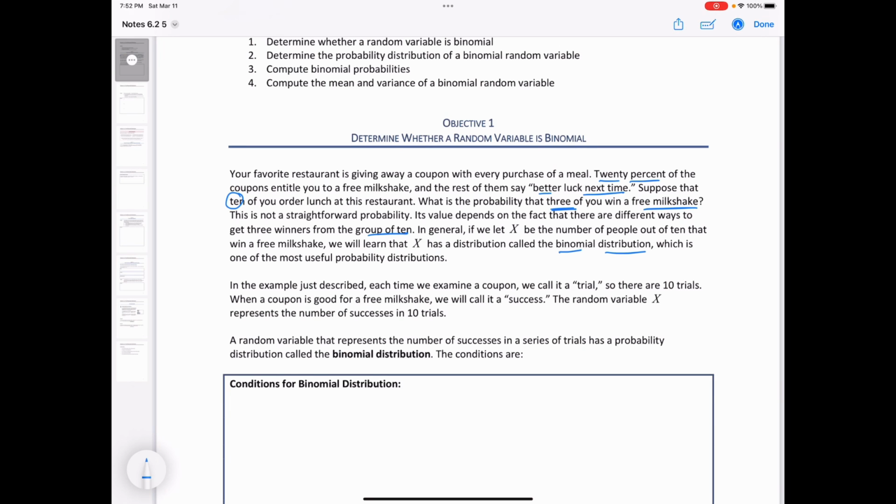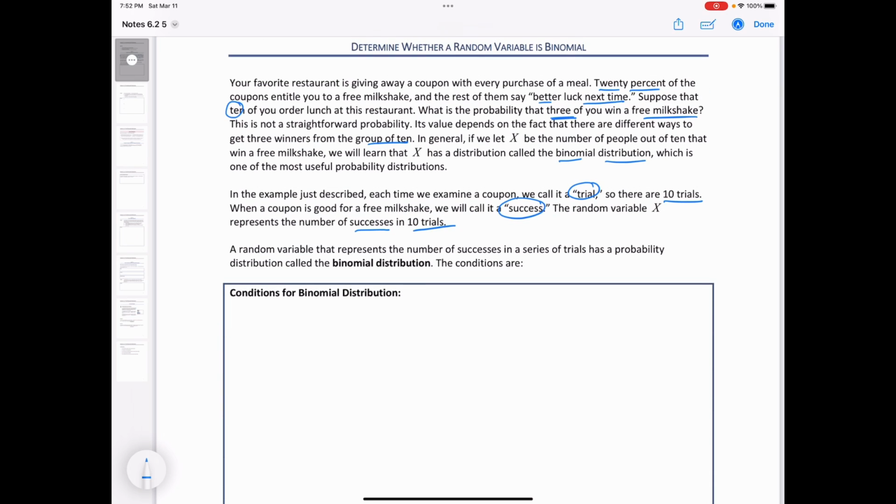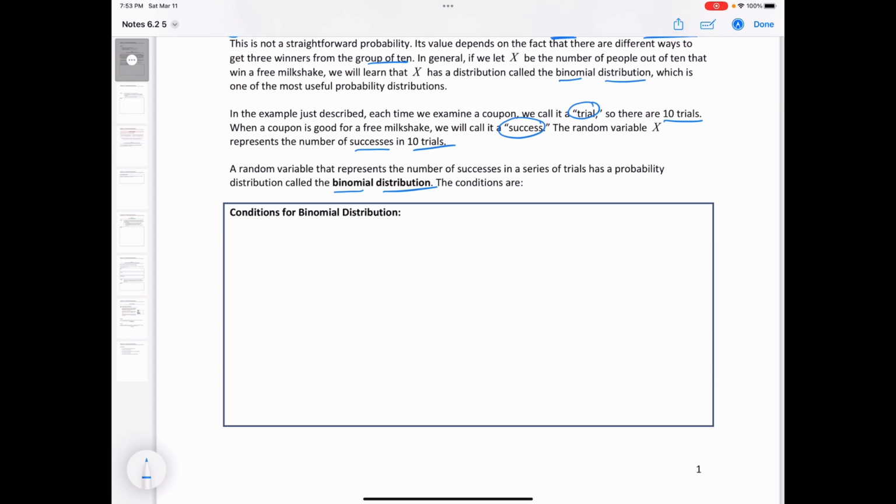In the example just described, each time we examine a coupon, we call it a trial. So there are 10 trials. When a coupon is good for a free milkshake, we will call it a success. The random variable X represents the number of successes in 10 trials. A random variable that represents the number of successes in a series of trials has a probability distribution called the binomial distribution. And here are the conditions for a binomial distribution.